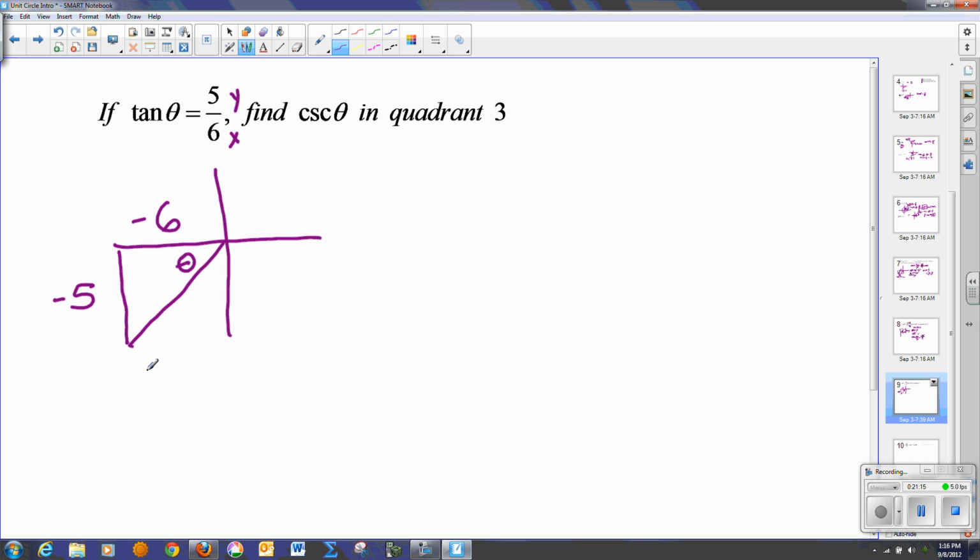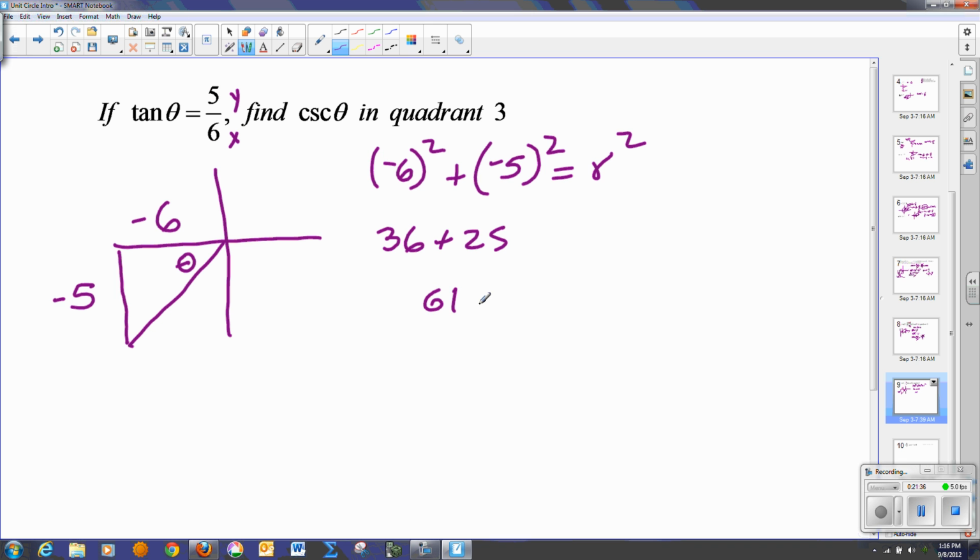I don't know what my radius is here, but I could find it using Pythagorean once again. I take -6, square that, add that to -5 squared, and that's going to equal my radius squared, or my hypotenuse squared. So that's 36 plus 25, which is 61 in this case. And root 61 is going to equal my radius.